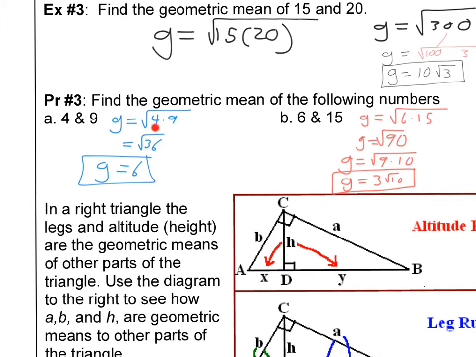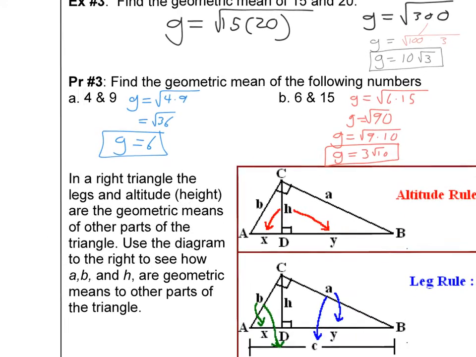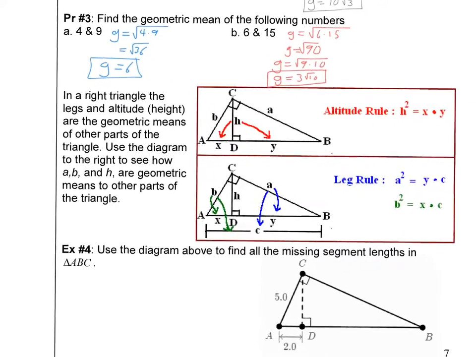Okay, so 4 times 9 underneath the square root, that's 36. The square root of 36 is 6, so the geometric mean of 4 and 9 is 6. How about 6 and 15? Well, 6 times 15 is 90. The square root of 90 is not a perfect square like this one was, so instead I'm going to see if I could break it down to a perfect square, where I get 9. 9 is a perfect square, and 10 is not, so the square root of 9 is 3, and I just leave it as 10, so 3 rad 10. So these are the geometric means of these numbers. Okay, geometric means are always just going to be of two numbers.